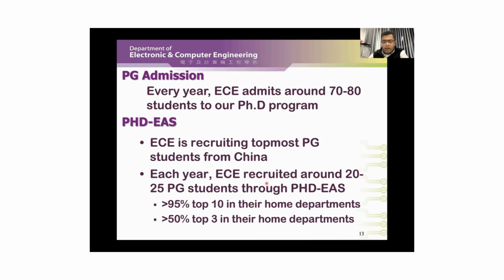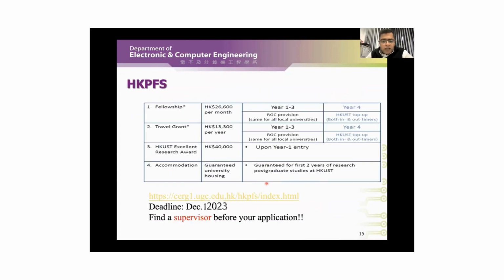In addition to the PhD EAS scheme, we also have HKPFS. HKPFS is a program run by the Hong Kong government. They offer a very attractive fellowship, which is around 26,600 per month, for 1 to 3 years, and then the 4th year is supported by HKUST. The fellow also receives a travel grant of 13,000 per year for 3 years, and then the 4th year it is supported by UST. In addition to that, HKUST offers the HKUST Excellent Research Award, which is worth around $40,000 upon year 1 entry. And accommodation is guaranteed by the university: for the first 2 years of study at HKUST, it is provided by HKUST.